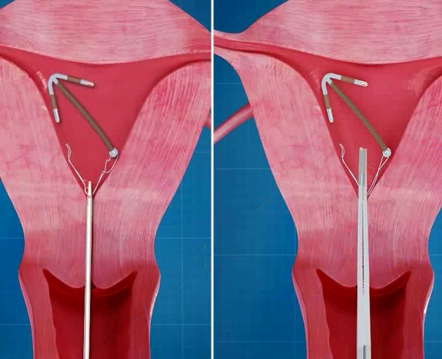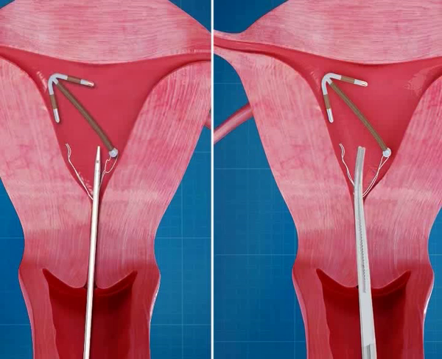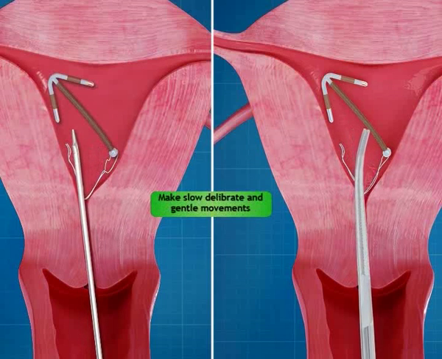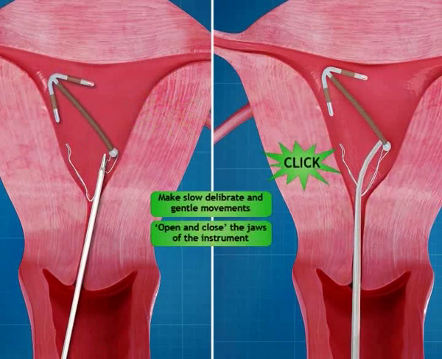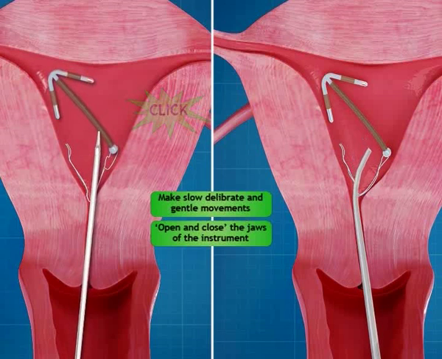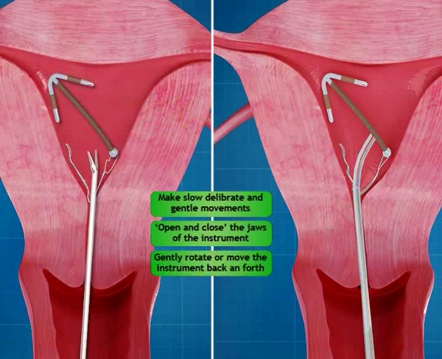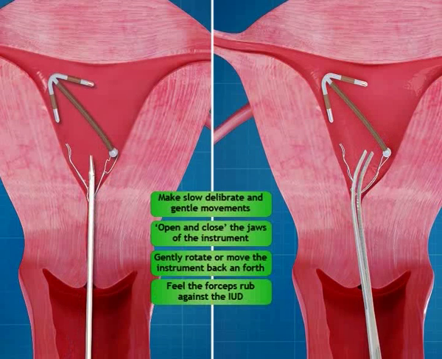When probing the uterus with an alligator or Bozeman forceps, it is very important to make slow, deliberate, and gentle movements within the uterine cavity. Subtle open and close movements of the instrument's jaws while gently rotating or moving the instrument back and forth may reveal the presence of the IUD by feeling the instrument rub against it.